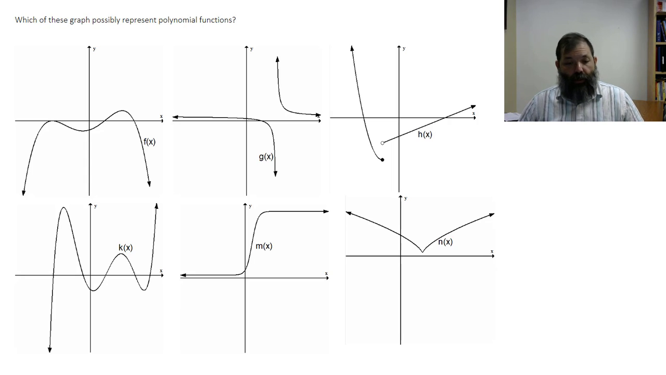Here we are given 6 graphs of functions and asked to determine which of the graphs possibly represent polynomial functions. Some characteristics of the graphs of polynomial functions: one is they are smooth. What we mean by that is there are no sharp corners.